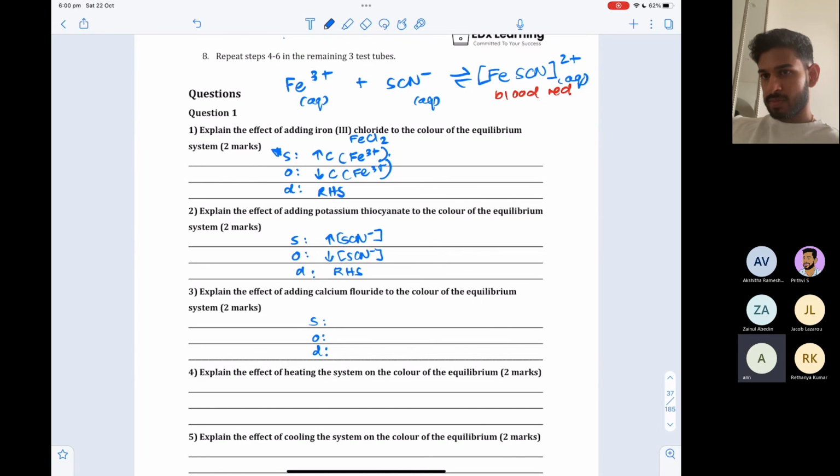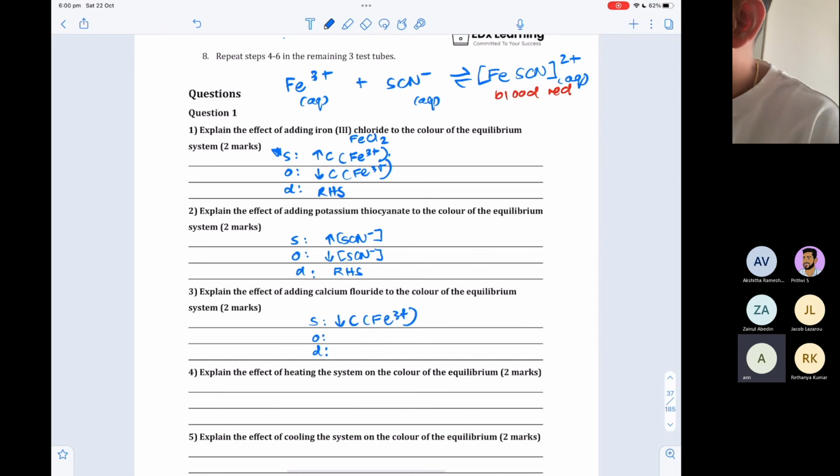Oh, sorry, was that to me? Yes, that's right. So we said that adding calcium fluoride, the fluoride will precipitate with iron. So if it precipitates with iron, it will decrease the concentration of the iron. Good. And the opposite would be to increase it. So that means it goes to the left-hand side.